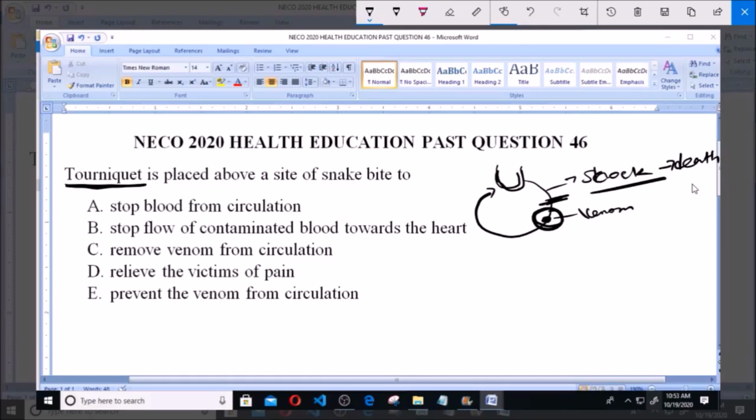So the correct answer to this question is option B. Stop flow of contaminated blood towards the heart. And that is the answer to this question. It is not possible to prevent the venom from circulation. The venom will be circulated, but it is possible to prevent the contaminated blood from getting to the heart. And so that is the answer to the question.